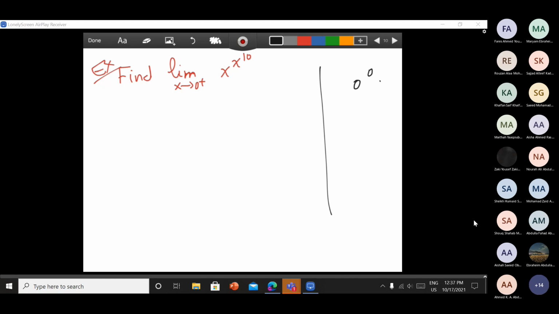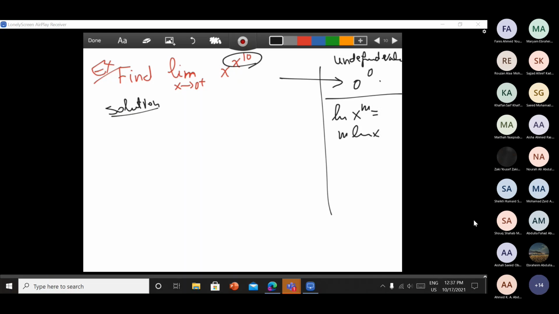Again, how to get rid of this power? Yes, you know the power rule of the ln: ln of x to the power m is m ln x. Again, this is an undefined value. So how to solve this one? You let y be x to the power x to the power 10. Now I will take ln for the left hand side and take the logarithm also for the right hand side.